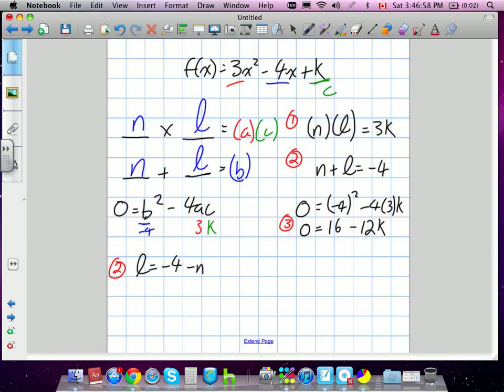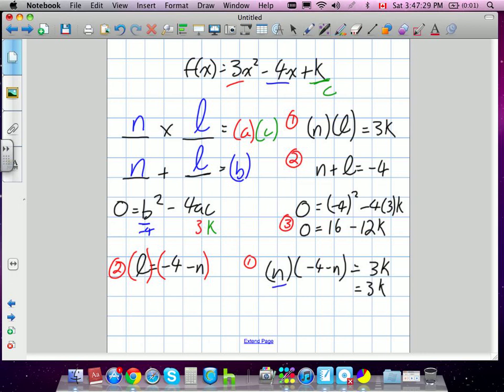N, let's say L equals -4 minus N. Okay, I now have a value for L. L can be substituted with that. So formula 1 now, I can substitute in for the L in that formula: N times (-4 minus N) is equal to 3k.